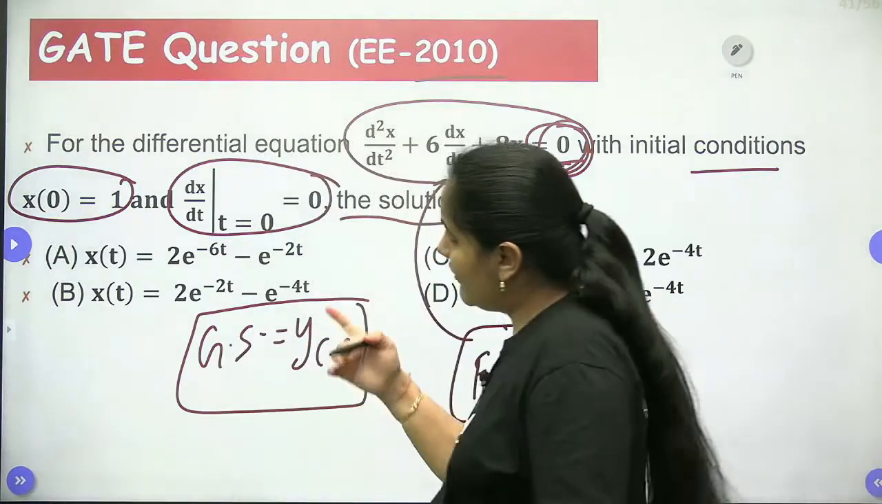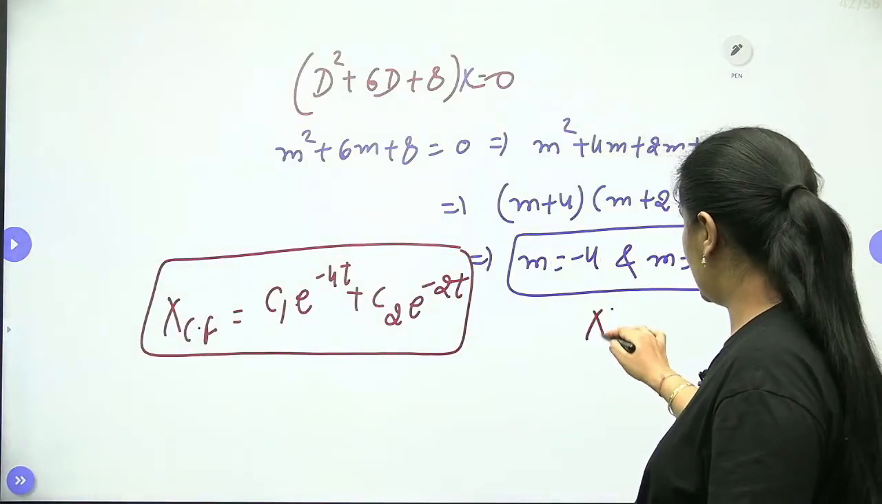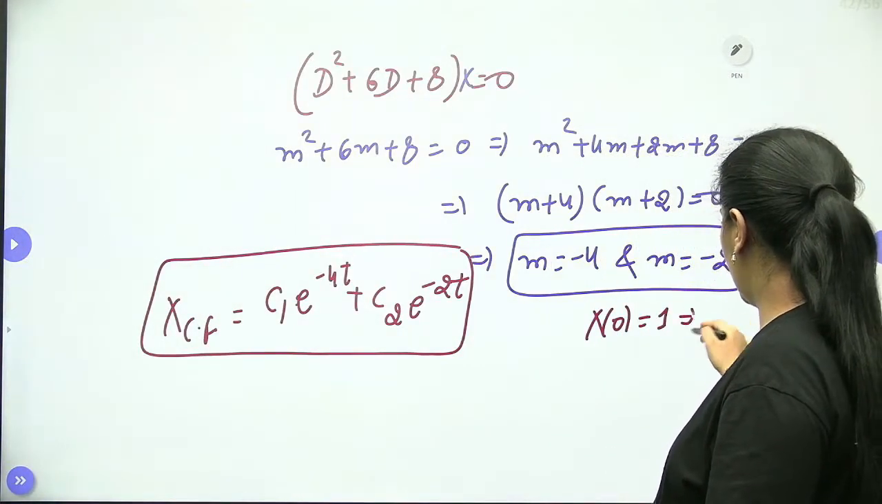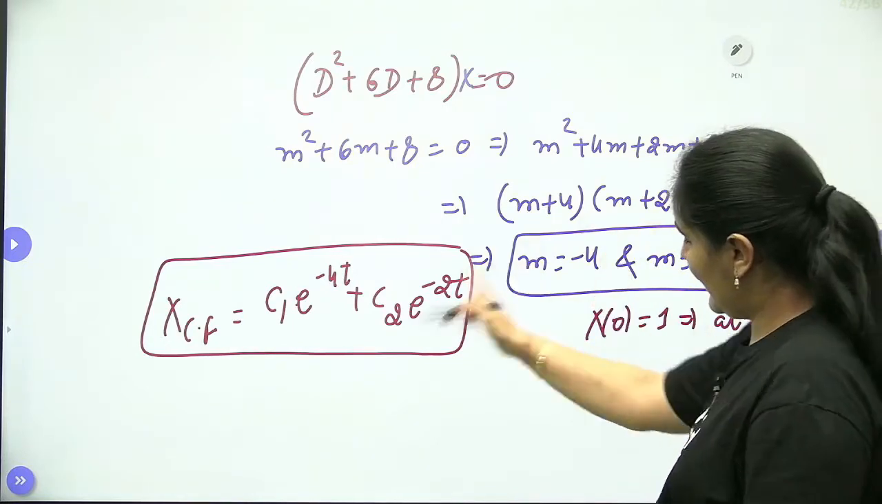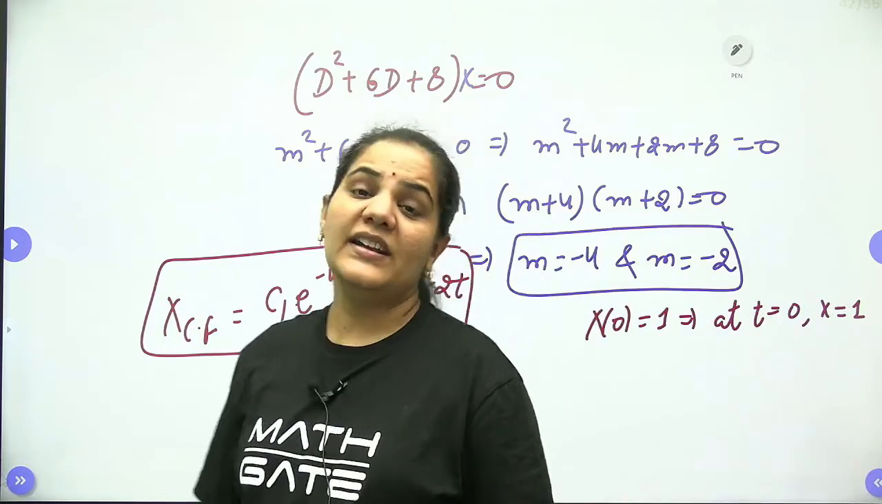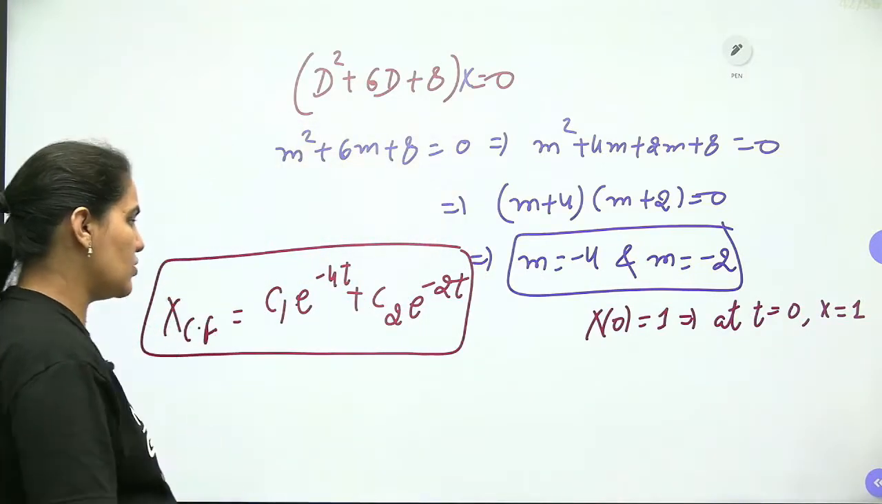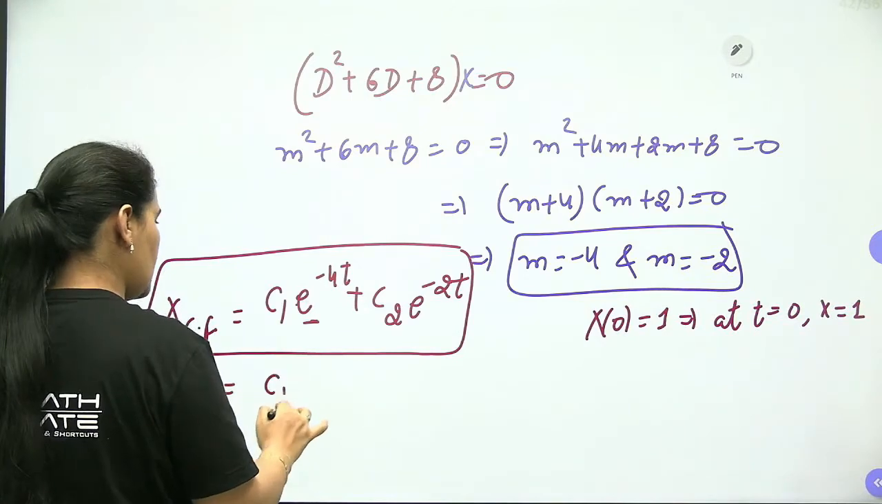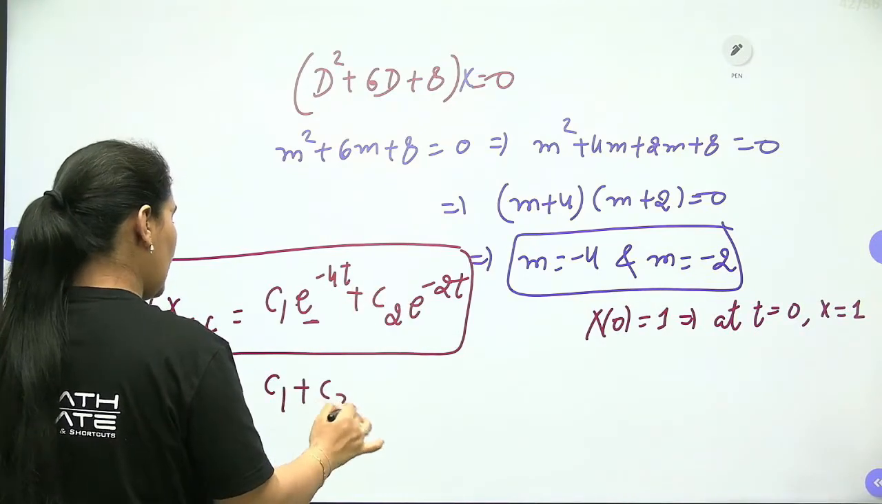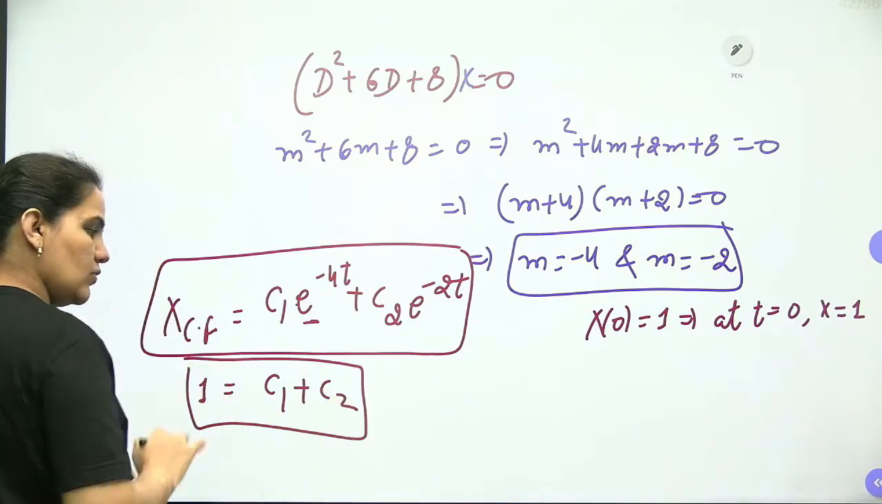Yes, we do have initial conditions also. The first condition is x(0) equals 1. It means at t equals 0, x equals 1. Let's put the condition here. At t equals 0, x equals 1. So it will be 1, t equals 0, e to the power 0. Hence C1 plus C2 equals 1.